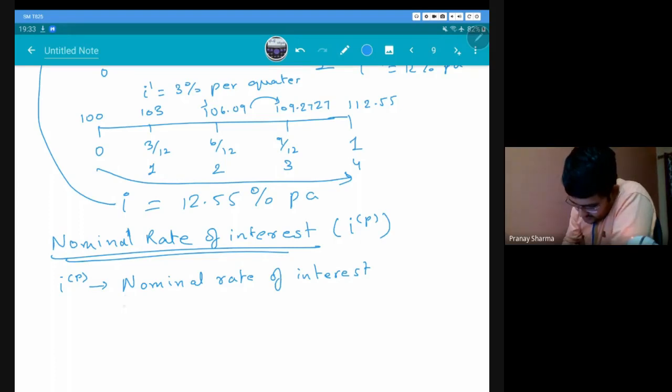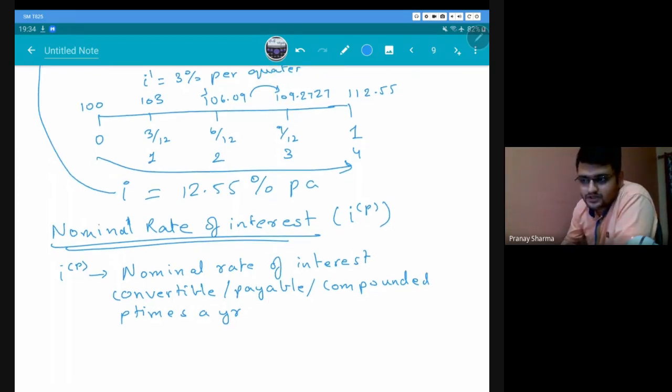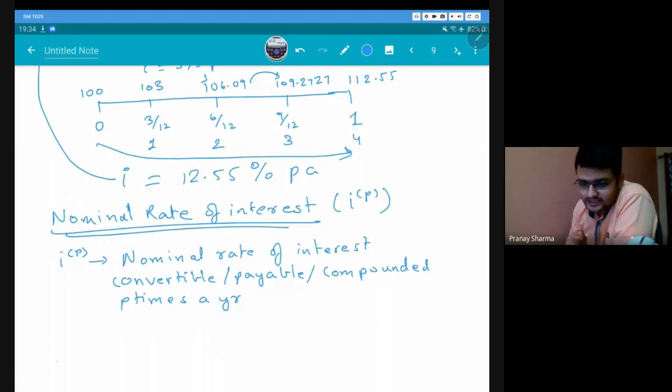And we say either it is convertible, payable, or compounded. These are the 3 terms that are used. Okay, we'll say P times a year. This is how we write it. And even if they do not use the word nominal, we understand by this convertible, payable, or compounded, P times a year. That is what a nominal rate of interest will be written as.